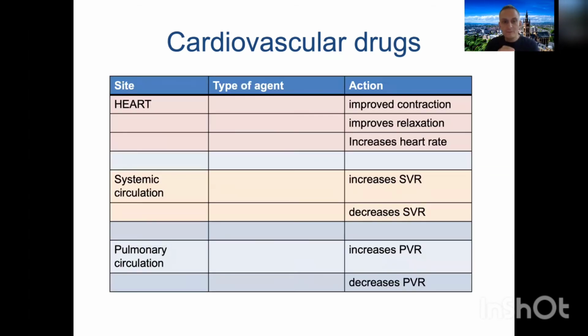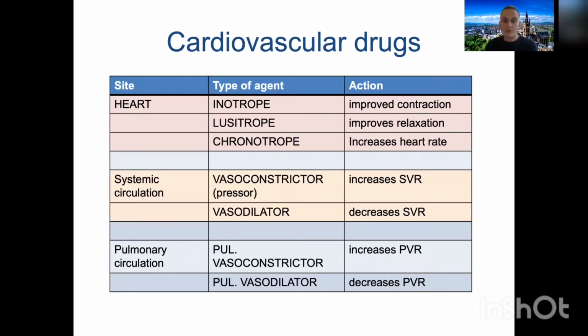And we may want some drugs that act directly on the heart if the cardiac function is impaired. And we may want ones that improve contraction or improve relaxation or increase the heart rate. We may want drugs that act on the systemic circulation, as we discussed, to increase the systemic vascular resistance or decrease it. Or similarly, in the pulmonary circulation, to increase pulmonary vascular resistance or to decrease it.